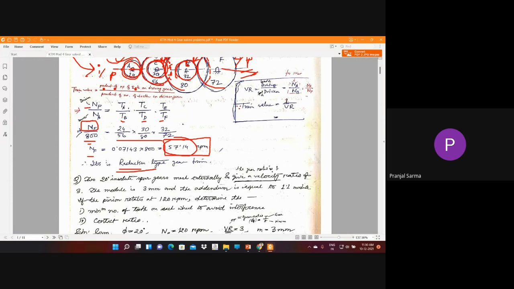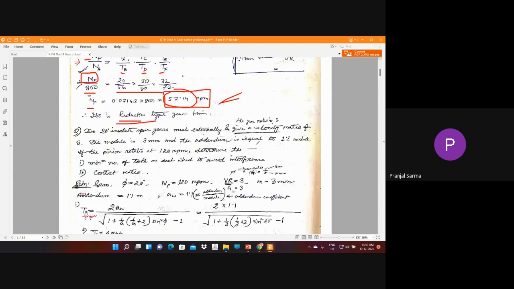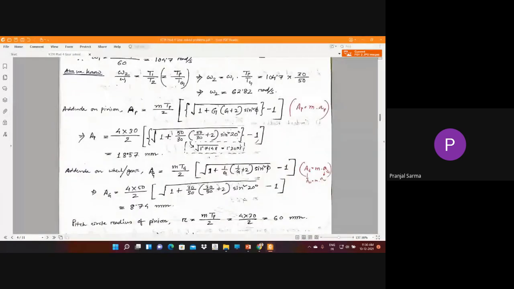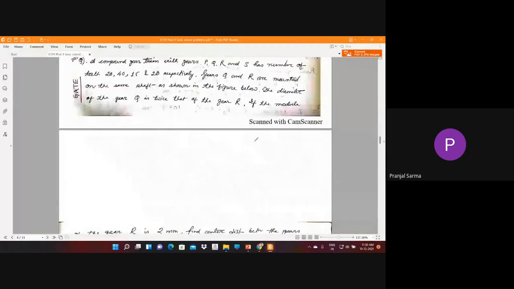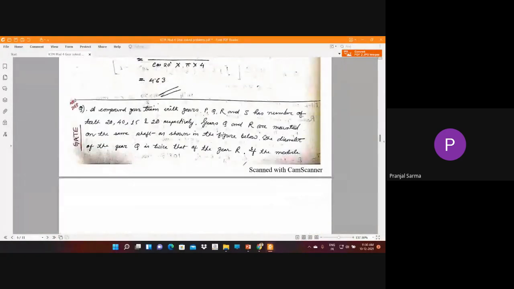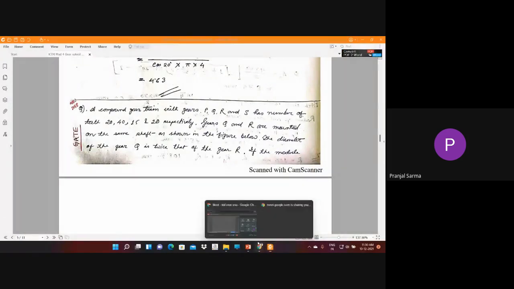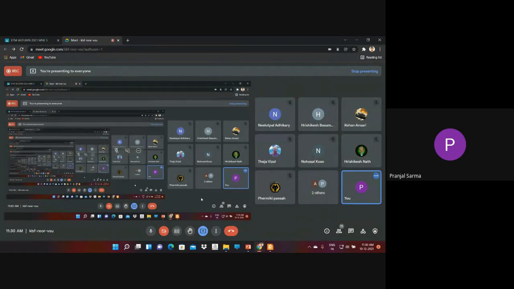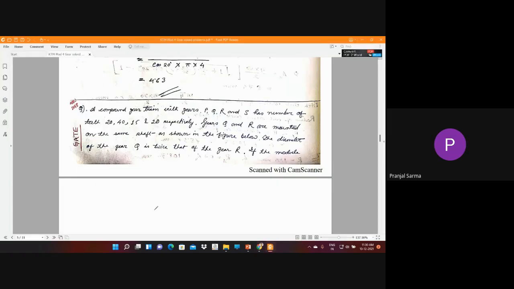Understood? So this is a very simple one, we can obtain this. All of you have understood or not? Let me know. Yes. Yes, sir. Understood? Okay. So we'll go for the next problem.